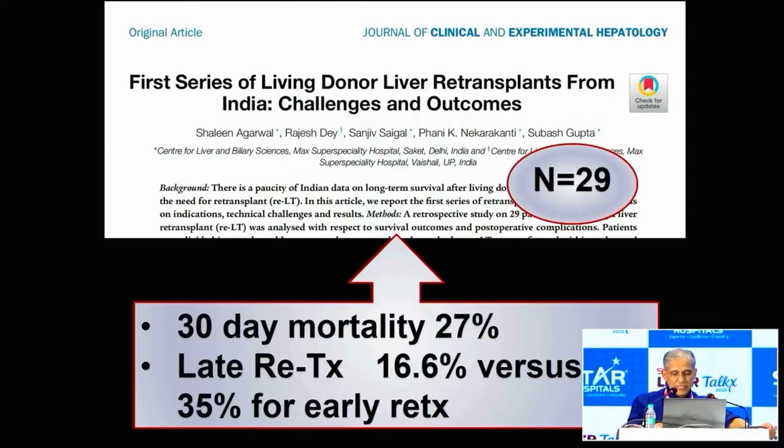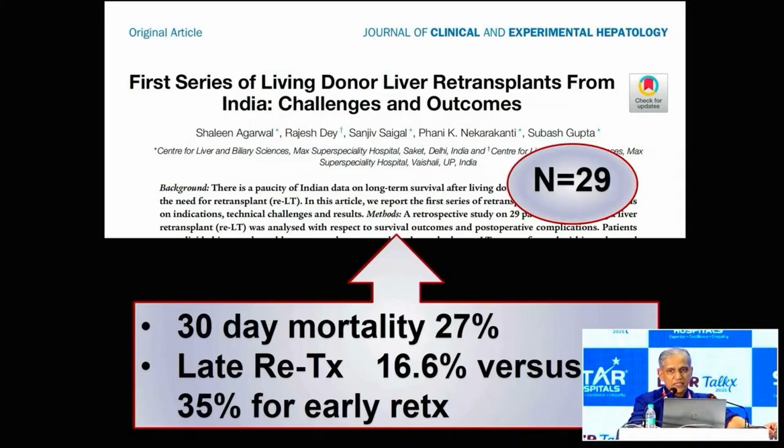So I think this series from Subhash Gupta's team, where they did 29 patients, made up about 0.81% of their total transplants, which is actually much lesser than what will be reported in the West. Predominantly for two reasons. One is I think we just don't have the cadaver options for retransplantation. And secondly, the financial issues and the social problems.